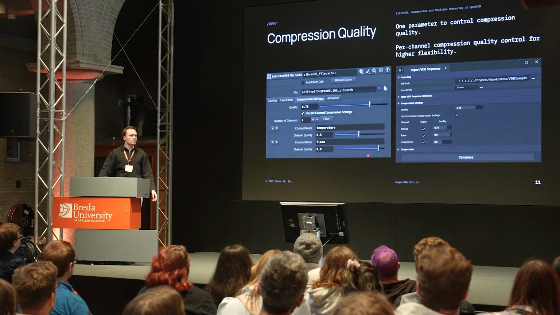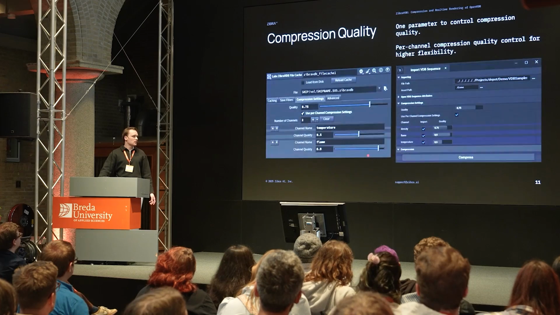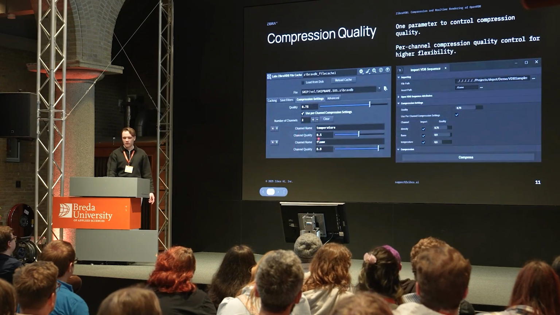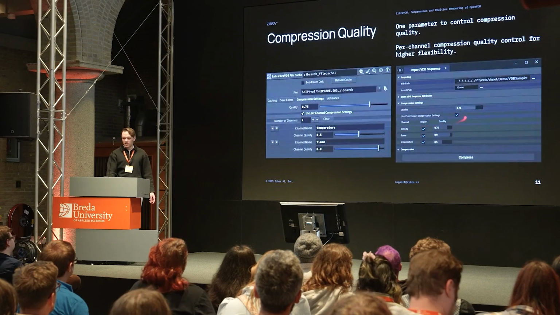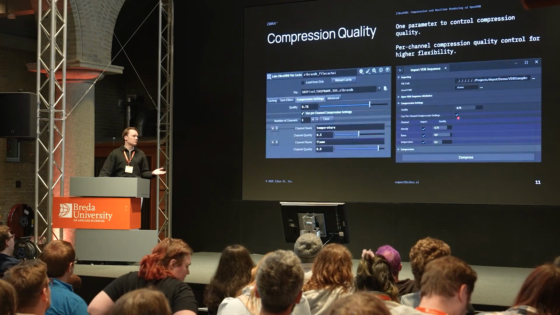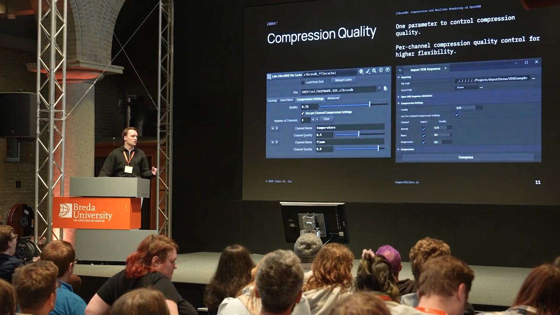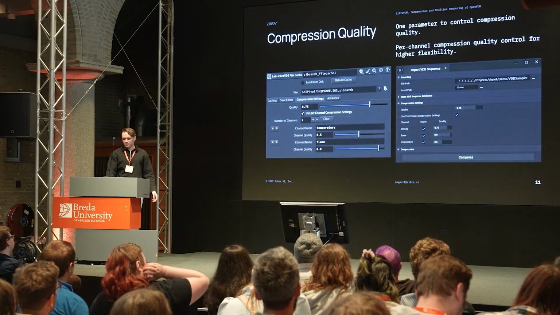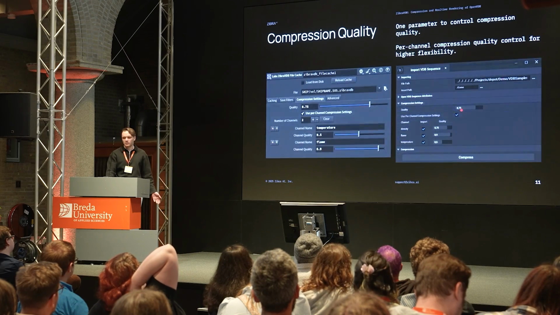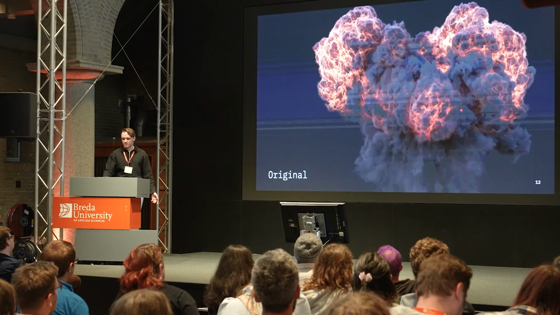Compression quality is the only parameter you need to compress the sequence. You can also select a different compression quality for different channels. For example, sometimes you want to compress temperature more because you can afford to lose some details. But in most cases, you just select this one parameter for all channels, you compress it, and you're done.